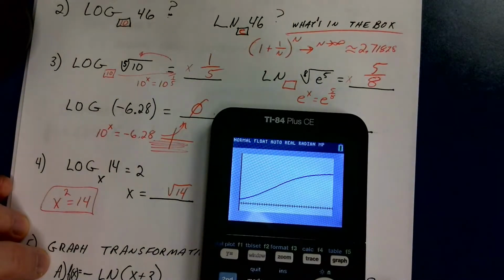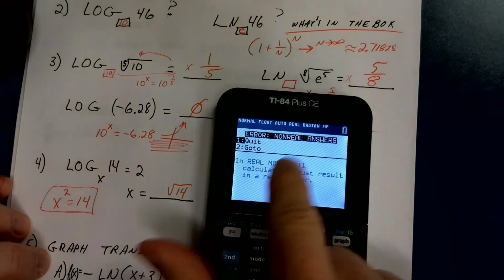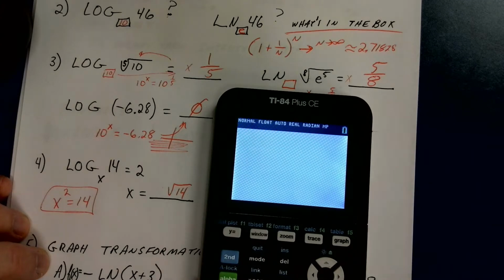Let me show you a couple things on this. Clear. So I'm going to go ahead and it looks pretty good, right? Log. You can see that. Log 14. Good. That gives me a number like that. Well, how about that log of negative 6.28? See, it doesn't like that, right?